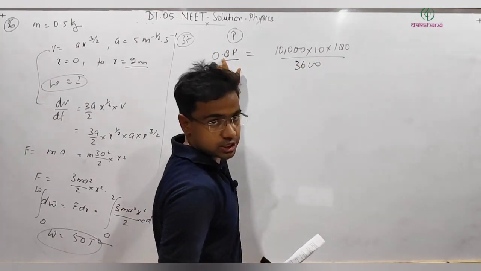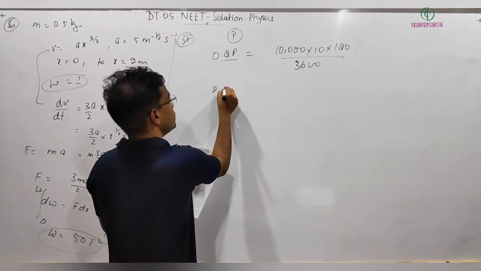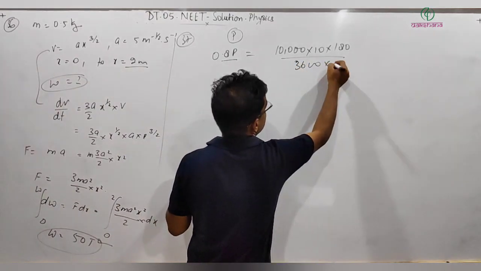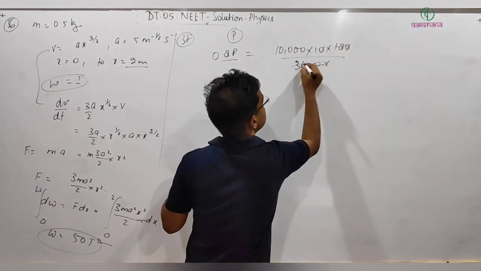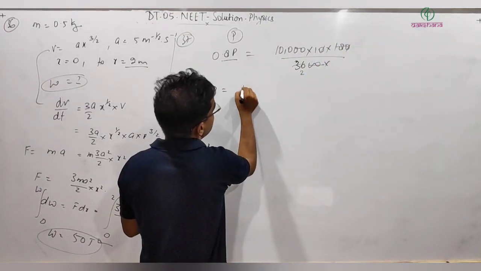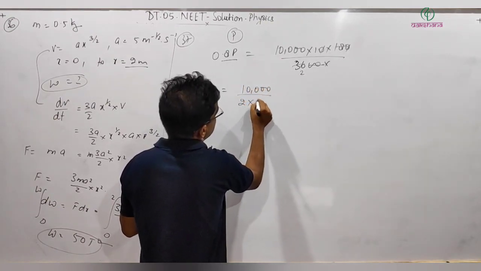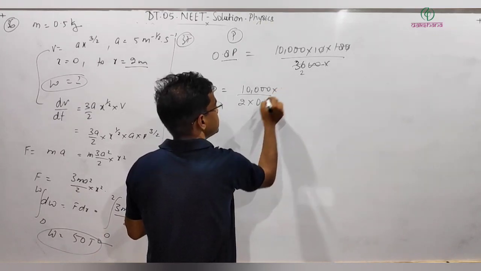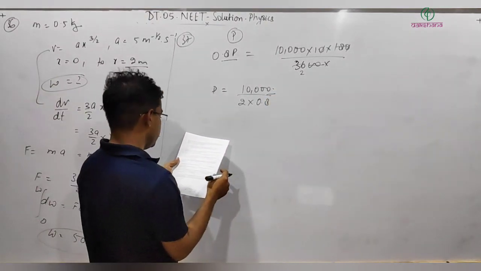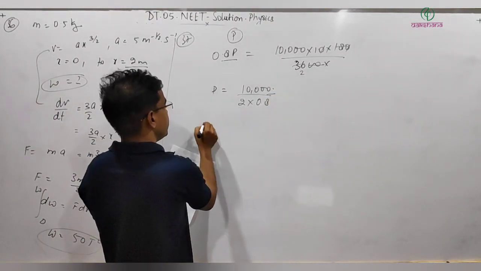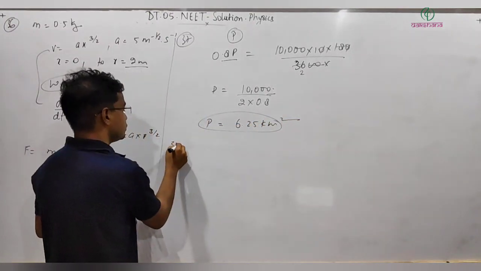So now, because efficiency is only 80%, if P is the input power, then I can write P input is equal to this complete divided by 0.8. So just simplifying it, P comes out to be 6.25 kilowatt, and that's the answer.